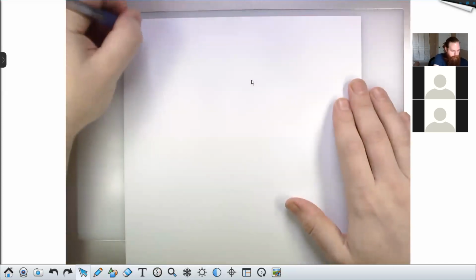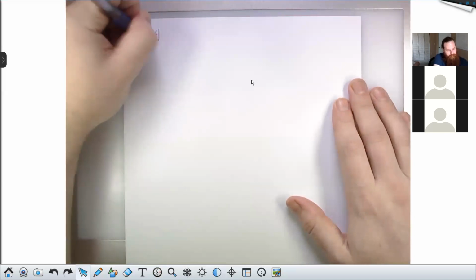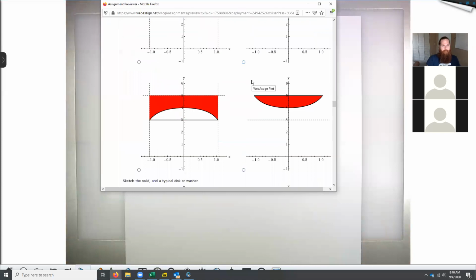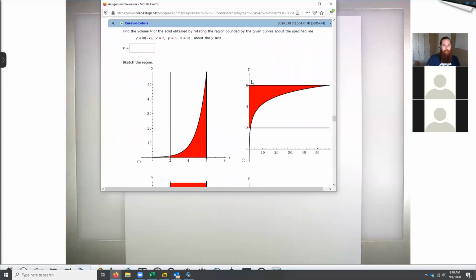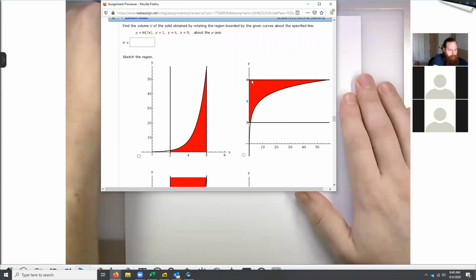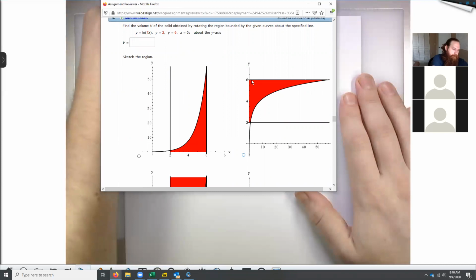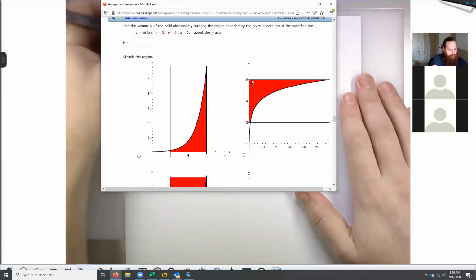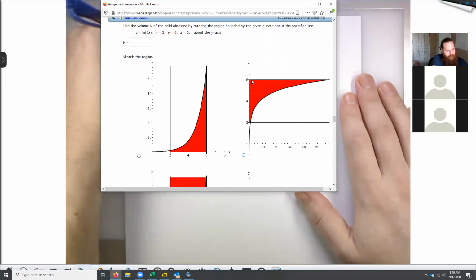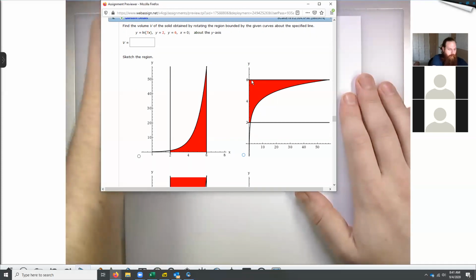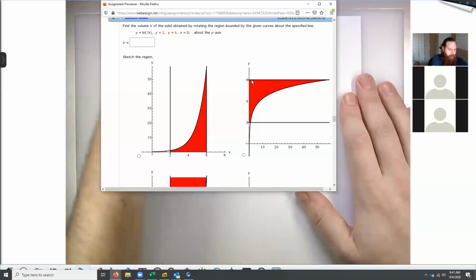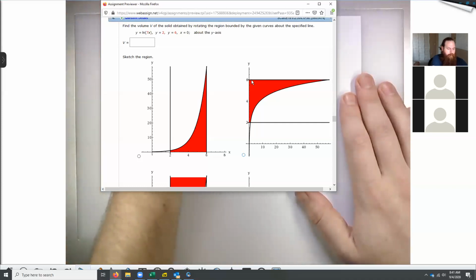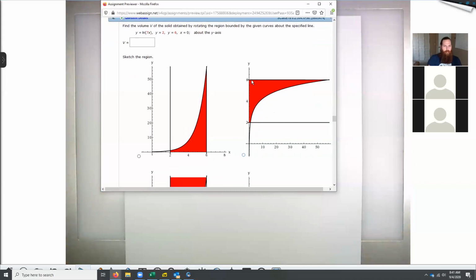Okay, so that was 5. We wanted to look at 6, 9, and 12. So again, find the volume, blah, blah, blah. y equals the natural log of 7x, y equals 2, y equals 6, x equals 0, about the y-axis. And this is still 6.2, so this is still disk washer.